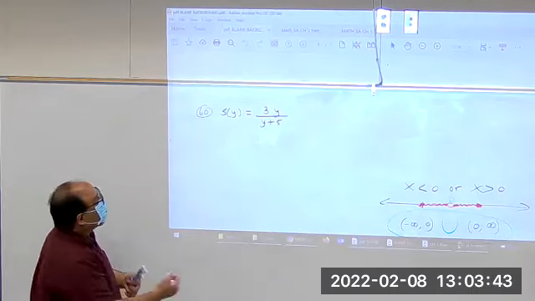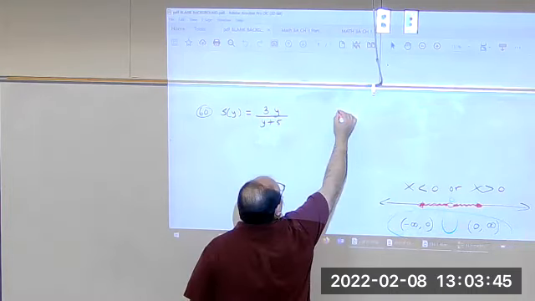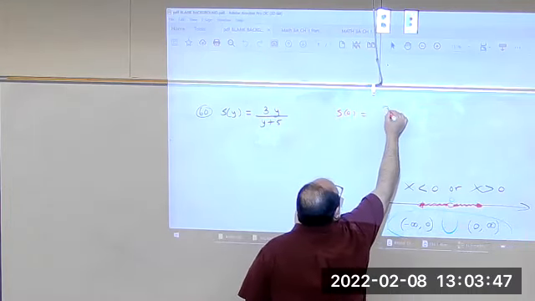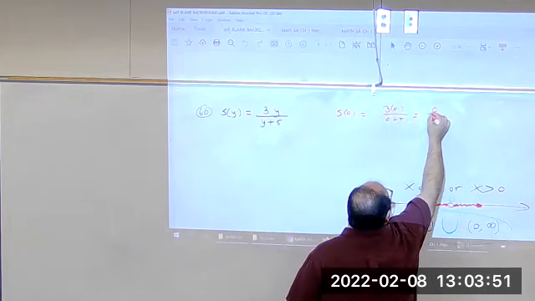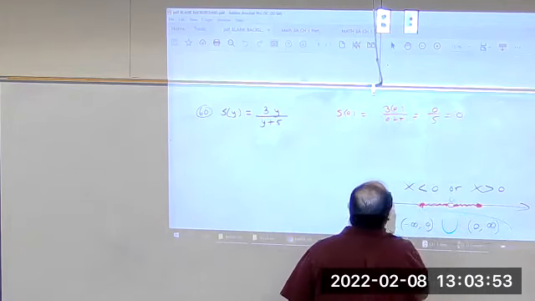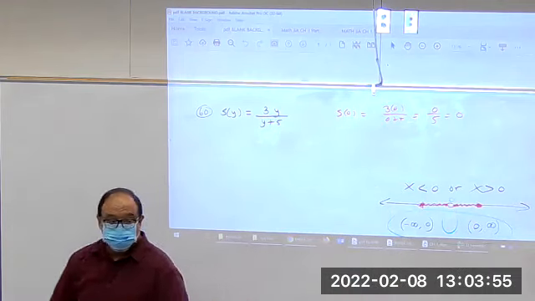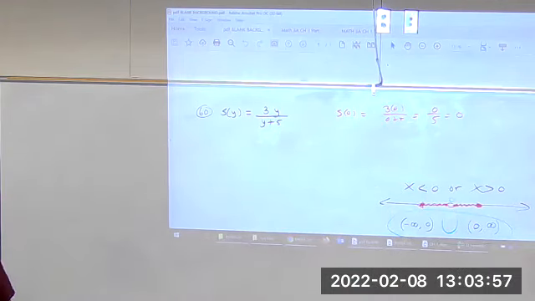This time, I can plug in 0. S of 0 is 3 times 0 over 0 plus 5. So that's just 0 over 5. The answer is 0. That's fine. I can plug in 0, because 0 doesn't make the denominator 0. That's okay. 0 makes the numerator 0, and that doesn't mean you get a problem.